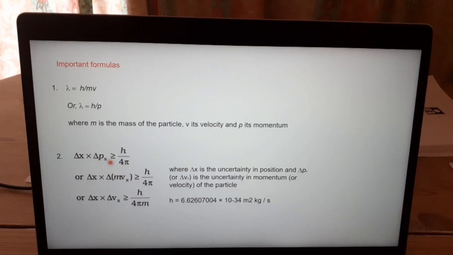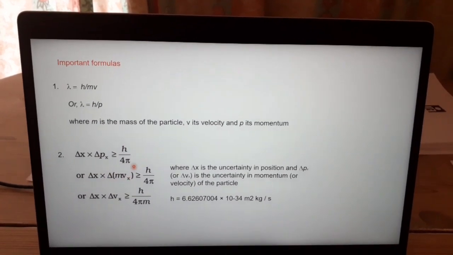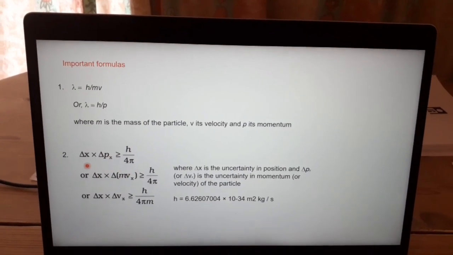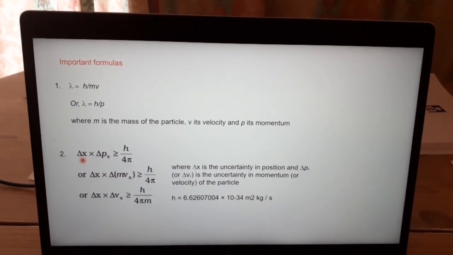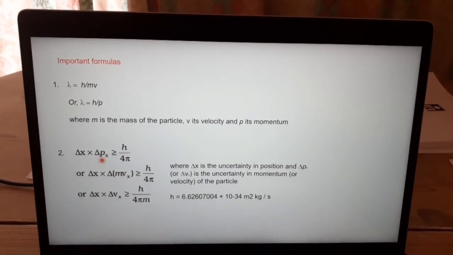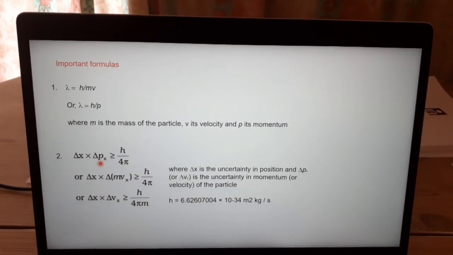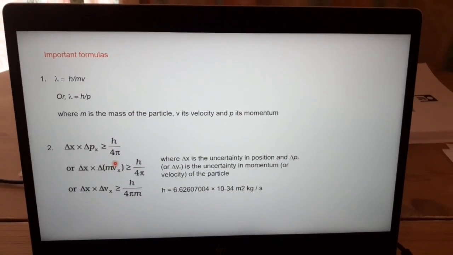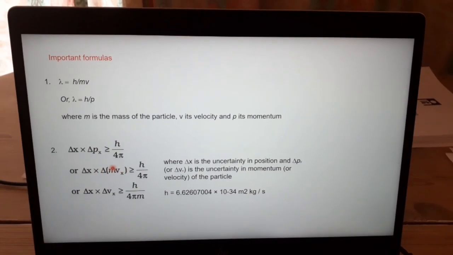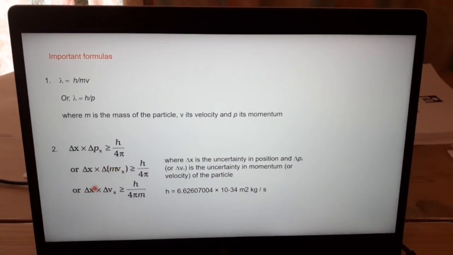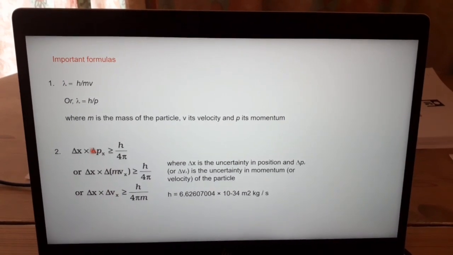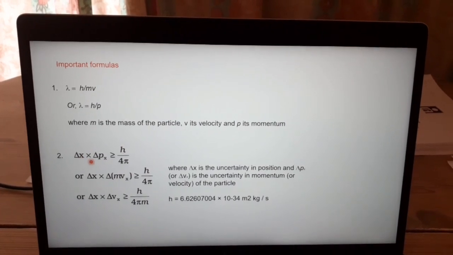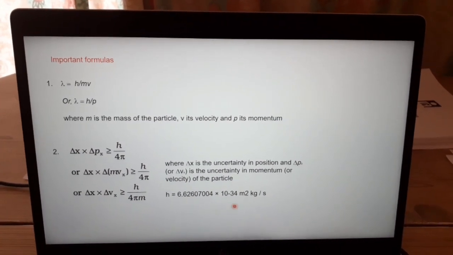And also you can learn from the Heisenberg uncertainty principle. So this is de Broglie's principle, and now this is the Heisenberg uncertainty principle, where it states that delta x, the position of the electron, times delta px, the momentum of the electron, is greater than or equal to h by 4 pi. So you can solve this equation and get what you need. If you want to know the velocity, the momentum, or the position, you can solve this equation. And here I have written the value of Planck's constant, right?